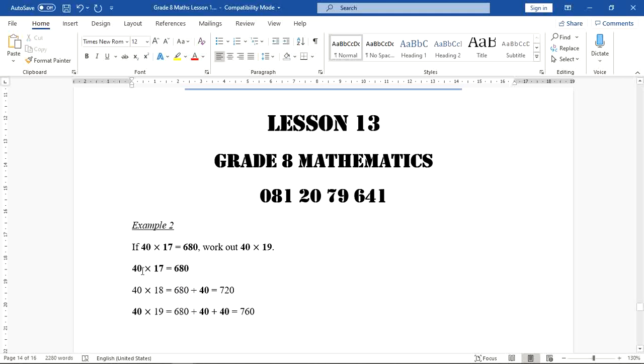Remember here, 40 times 17 means you are adding up 17 40s. So it's like you are saying 40 plus 40 plus 40 until they are 17. But now here, you don't have 17, you have 18. That's why I added an extra 40. And then for 40 times 19, we just add an extra 2, because from 17 to 19, that's a gap of 2 40s, okay?